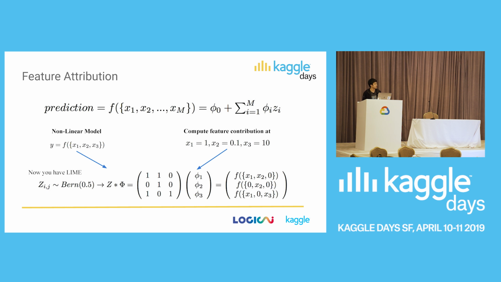So in your Z matrix, you randomly sample from a Bernoulli distribution, and then you get this matrix. Then you solve this problem by least squares, maybe with some penalty, and you can solve for phi 1, phi 2, and phi 3. And this is actually a very popular method called LIME. LIME does this random sampling, and then they fit a linear regression.